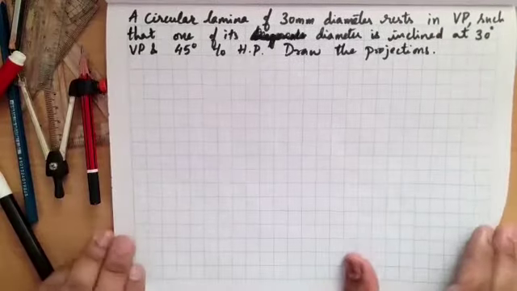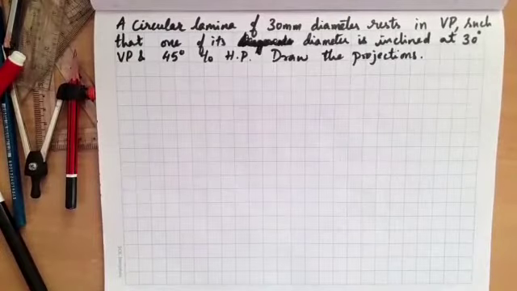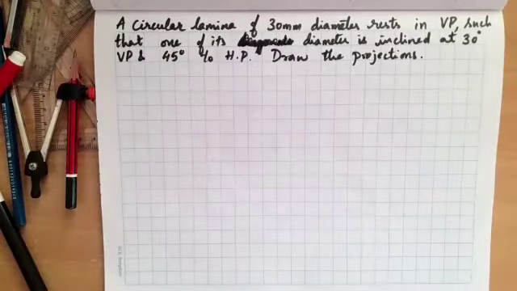A circular lamina of 30 mm diameter rests in VP. You need to assume a circular lamina in VP. That is, you can imagine a circular plate which is present in a wall. You can give some inclination to that plate in such a way that one of its diameters is inclined at 30 degree to VP and 45 degree to HP.